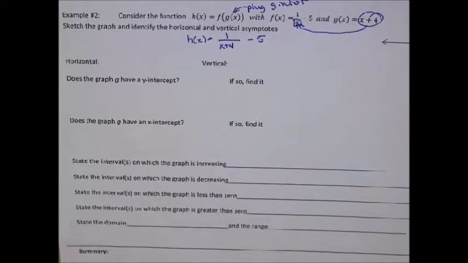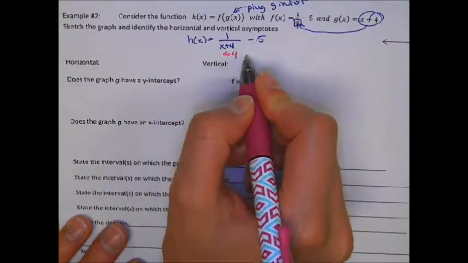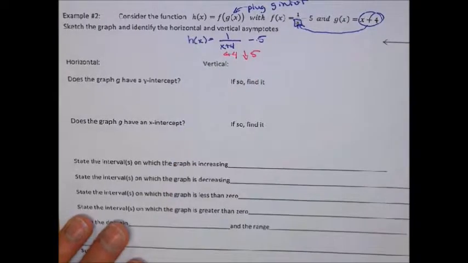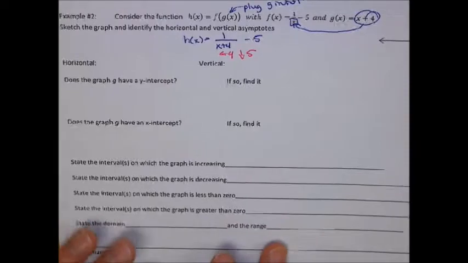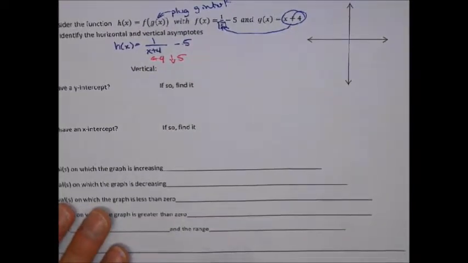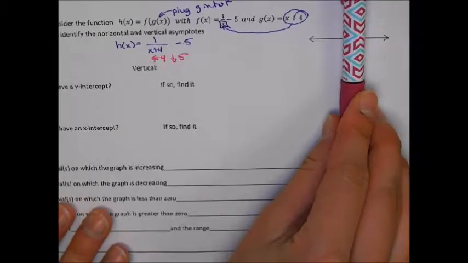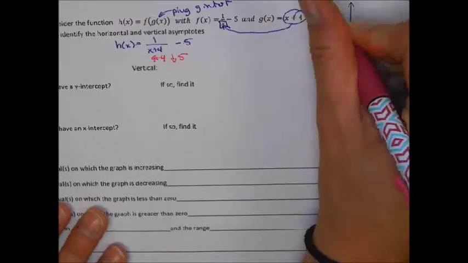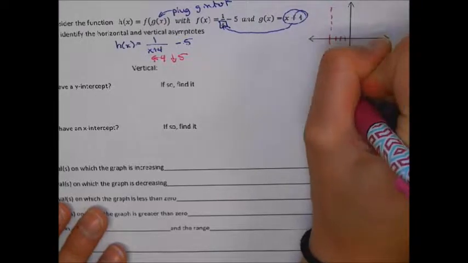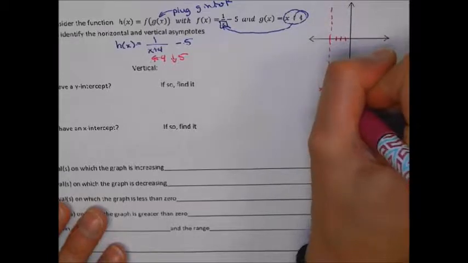Let's think about how we're shifting. This plus 4 tells us we're going to go left 4. This minus 5 says we're going to go down 5. So let's go ahead and go to the graph. If I'm thinking left 4, I have my vertical asymptote here. So it's going to go left 1, 2, 3, 4. And that's x equals negative 4.